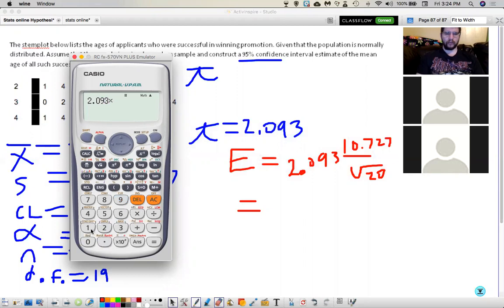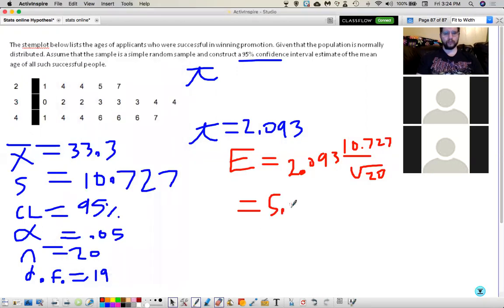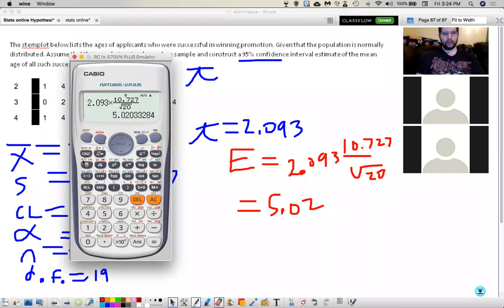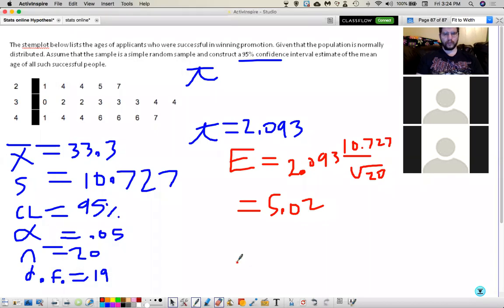2.093 times 10.727. Ideally, if I had done all this on the Casio, I would have stored that S value instead of rounding it. But for time's sake, we're just going to round to 3 decimal places. It shouldn't make too much of a difference. 5.02. However, I will store this one. Okay.